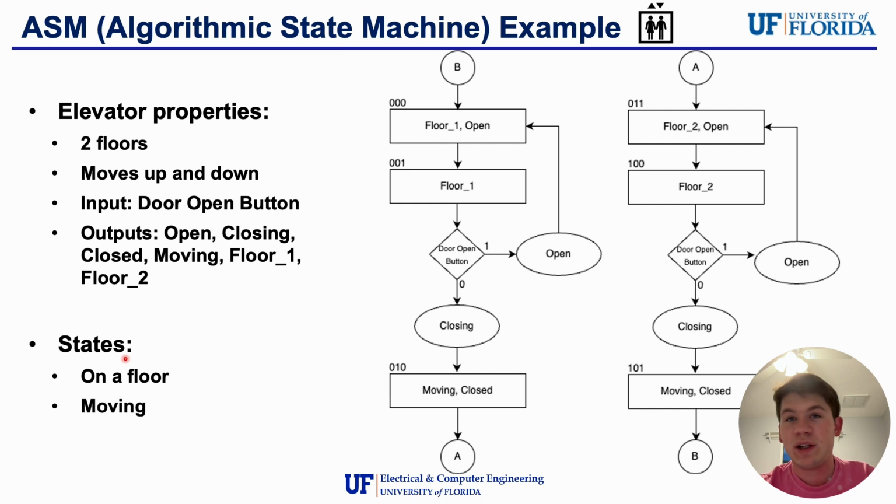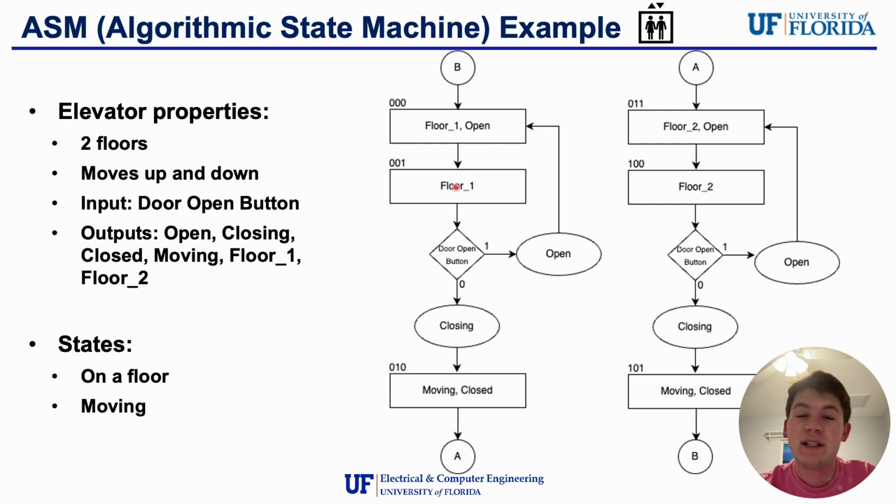So for the states, we can either be on a floor and display what floor we're on, or we could be moving. So starting with state 0, we're on floor 1, which is outputted here. Imagine you have an LED or maybe a hex to 7 segment display, and you start with floor 1. And then we also have open, so the doors are open in this state no matter what.